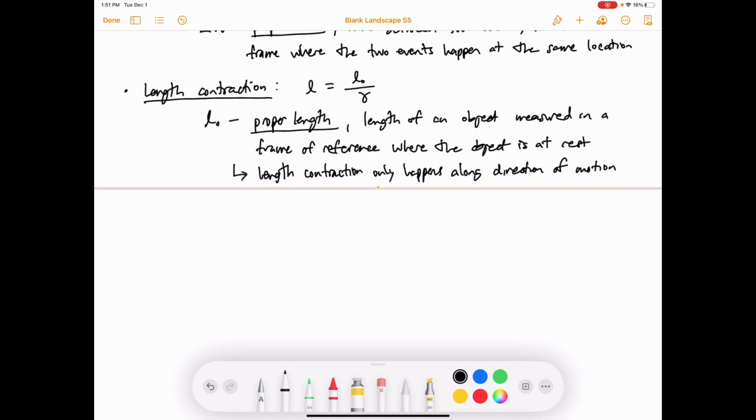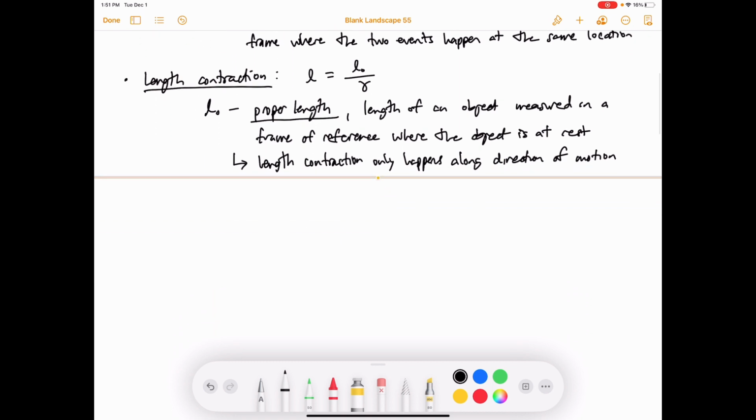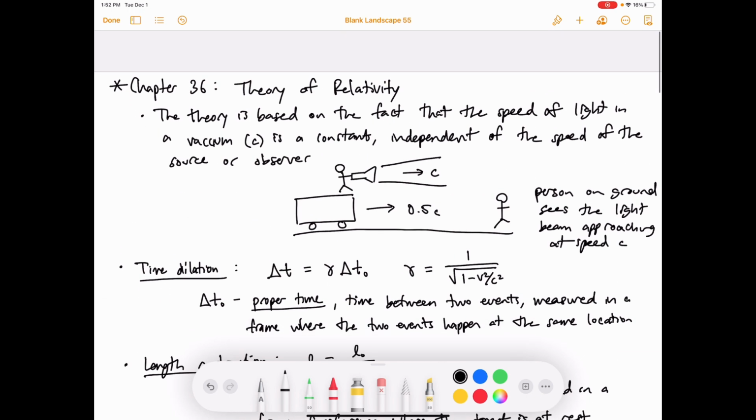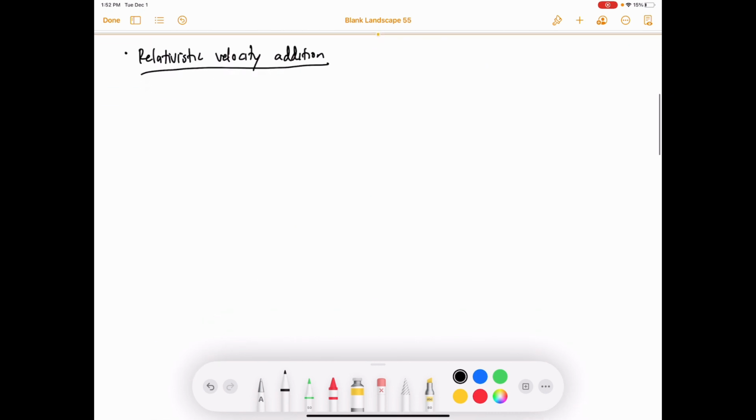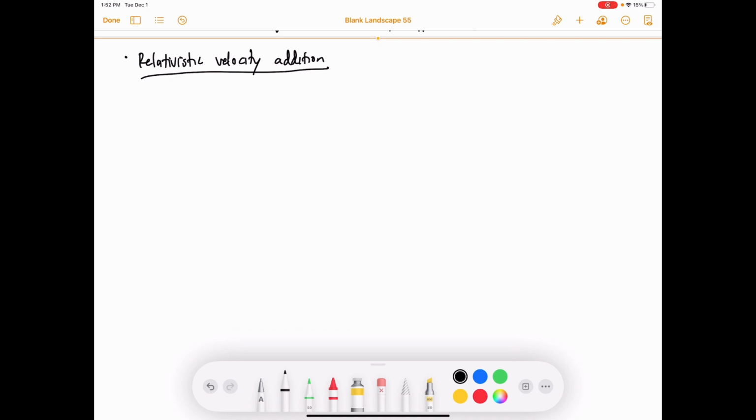Okay. The next thing we learned about was relativistic velocity addition. The very first example I gave you up here, with the person on a train shining a light towards another person, illustrates the fact that the way we add velocities in Newtonian physics breaks down when things start to move close to the speed of light. So the correct way to add velocities is given by the following equation.